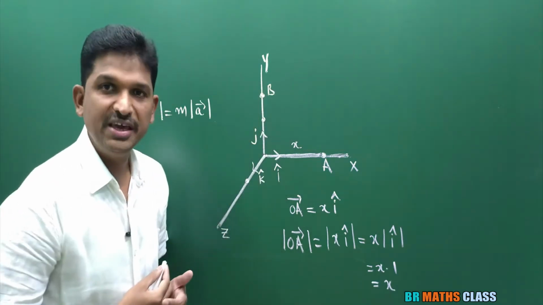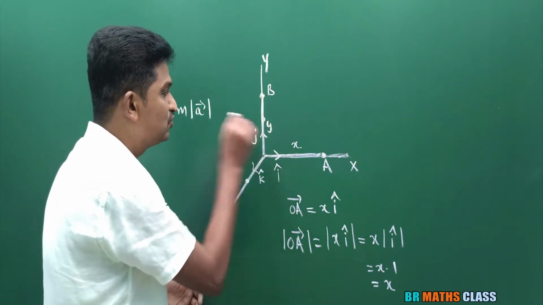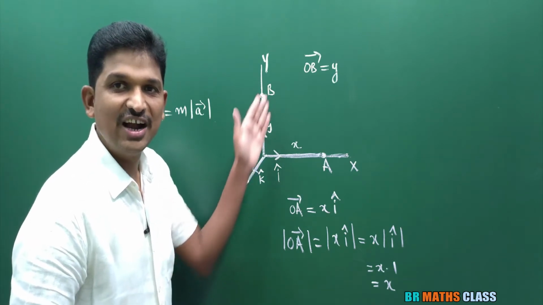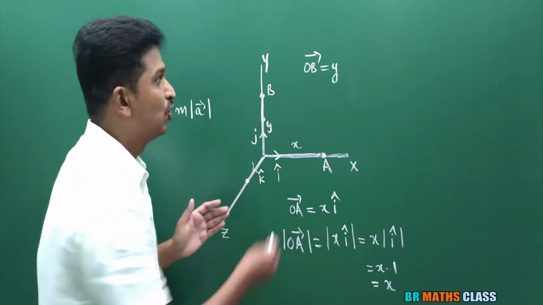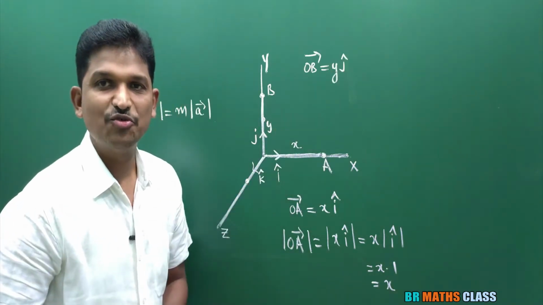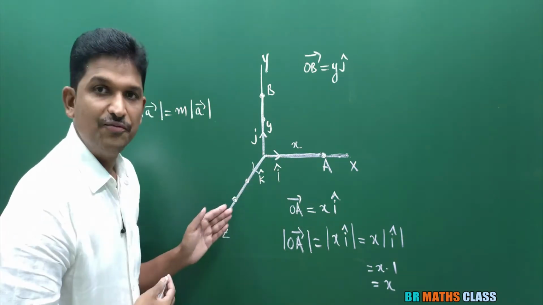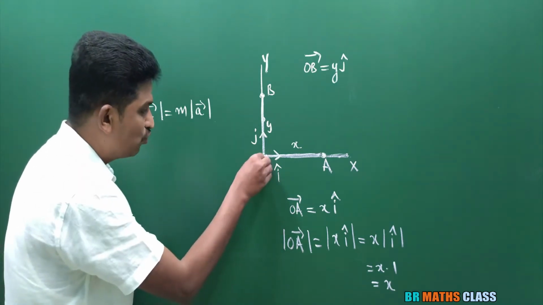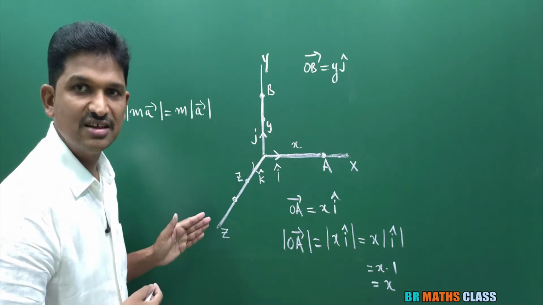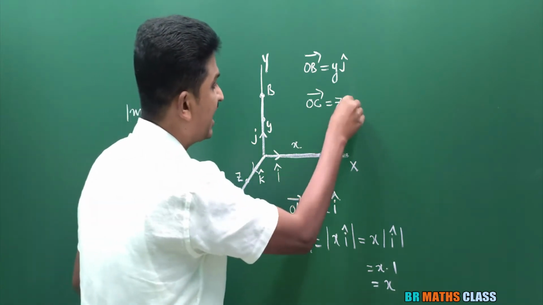I'll consider a point B on the y-axis. Suppose the length OB is y. OB bar is along the direction of the y-axis and OB equals y. That's why OB bar can be written as y into j cap. Similarly, if I take a point C on the z-axis such that OC equals z, OC bar is a vector along the direction of the z-axis, na? So here OC bar can be written as z into k cap.